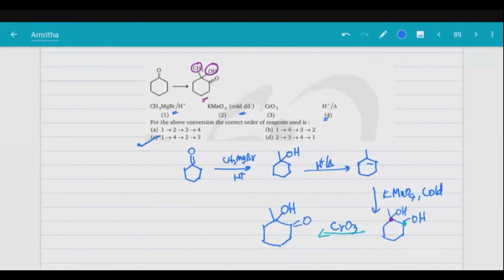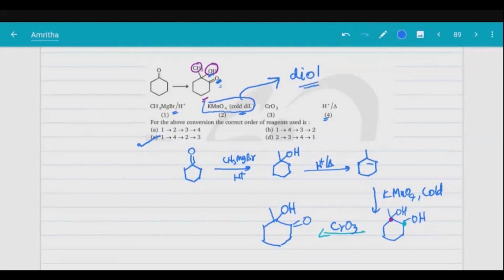Arya, can you explain the question once more? Achha, achha. See, look at this. We are getting two oxygens here. That is a trick. Two oxygens here. How to get two oxygens? In the middle, KMnO4 must be there, because we should know the role of KMnO4. This gives a diol with alkenes.